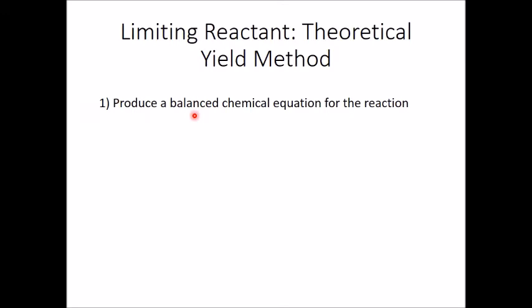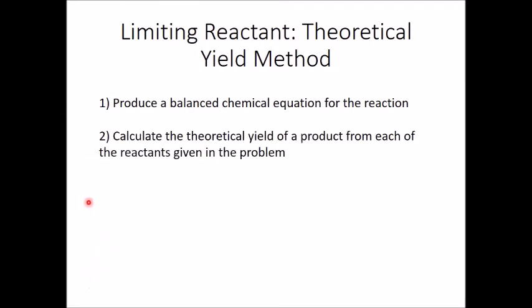To use the theoretical yield method, you will first need to produce a balanced chemical equation for the reaction. We always do that first because we need it for stoichiometry. Second step is you will calculate the theoretical yield of a product from each of the reactants given in the problem. You may choose whichever product of the reaction you like, so long as you keep it consistent, and you should be given reactant masses in your problem.